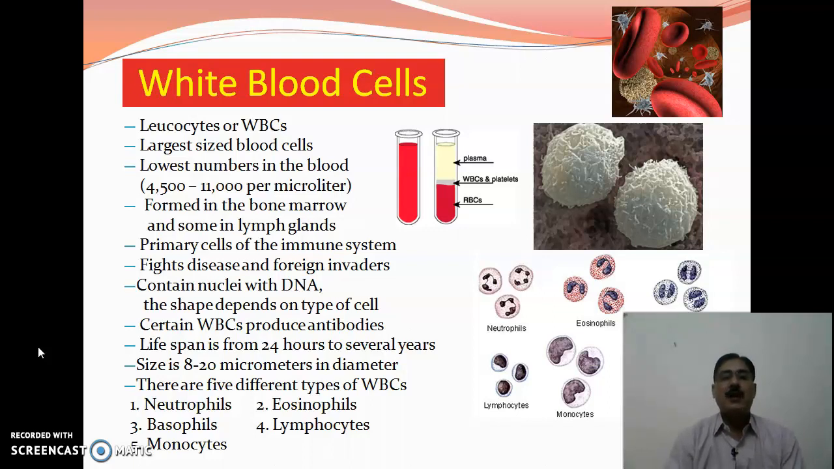There are 5 different types of WBC. We can broadly classify them into 2 categories, the granulocytes and agranulocytes. The granulocytes are further divided by the type of stain they absorb. If they absorb the neutral stain, they are the neutrophils. If they absorb the basic stain, they are the basophils. And if they absorb the acid stain, they are the acidophils or eosinophils.